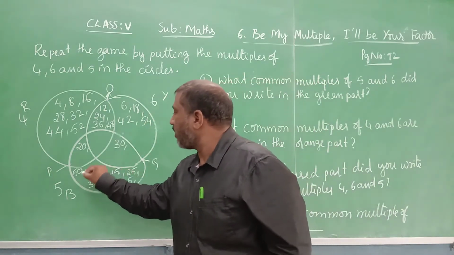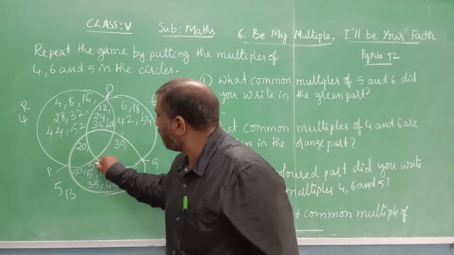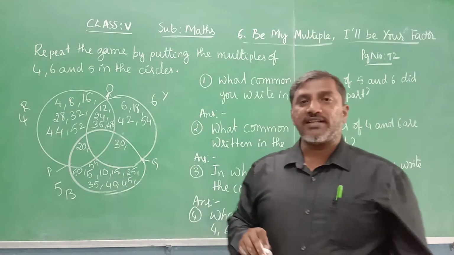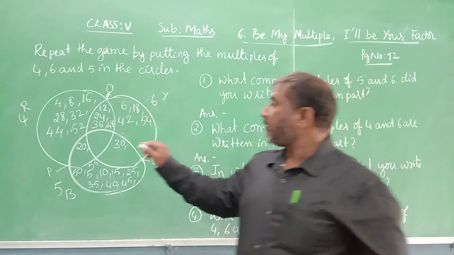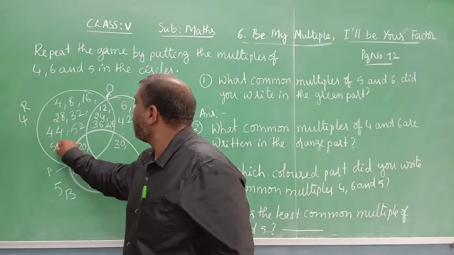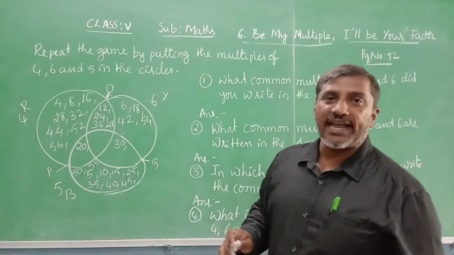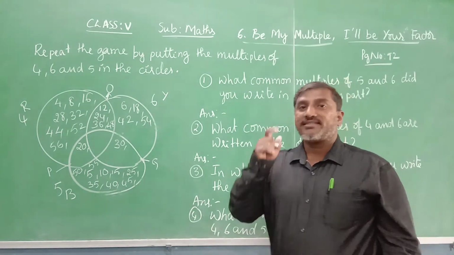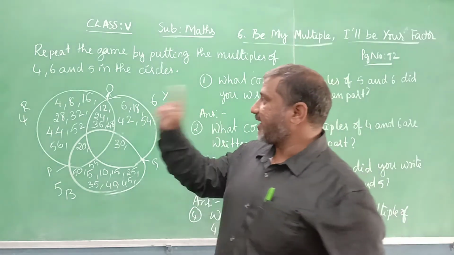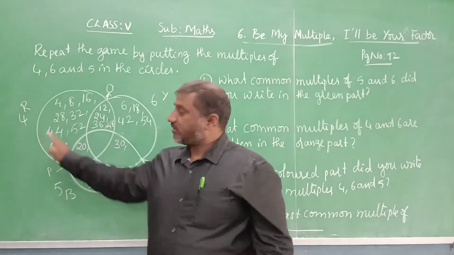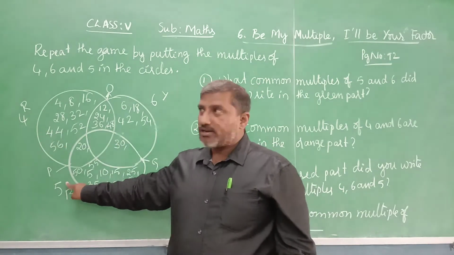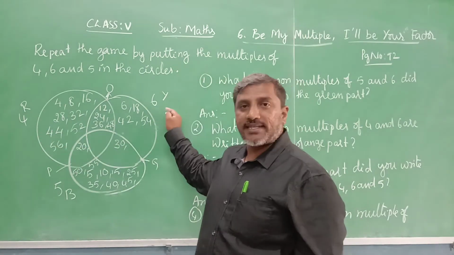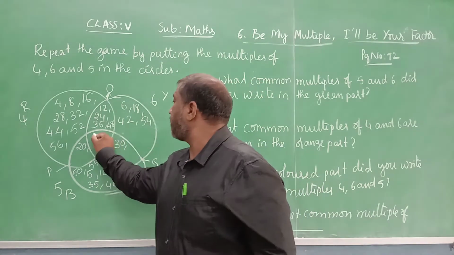55, it's a multiple of what? 5. 56, multiple of 4. 57, no. 58, no. 59, no. 60. 60 is a multiple of 4. 60 is a multiple of 5. 60 is a multiple of 6. So 60 is the common multiple.